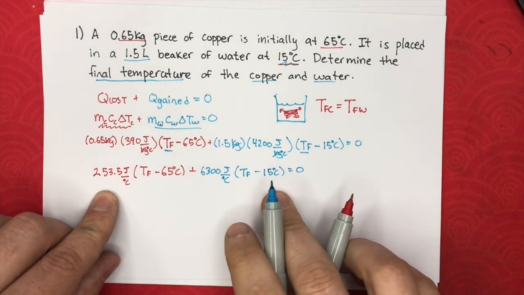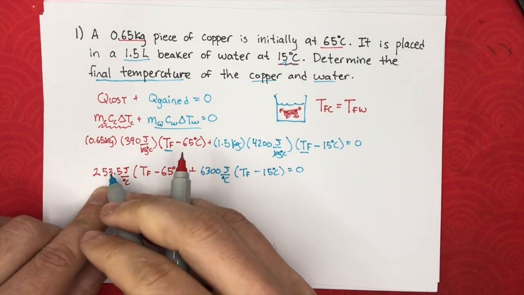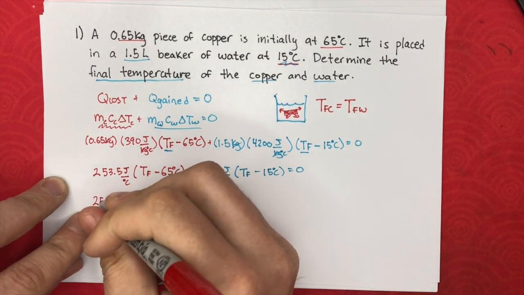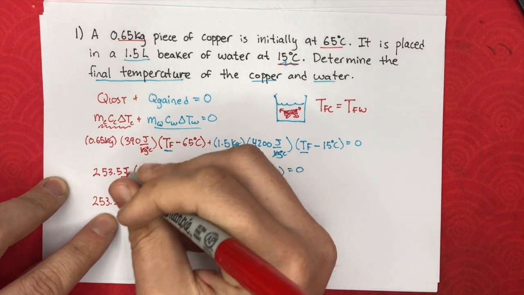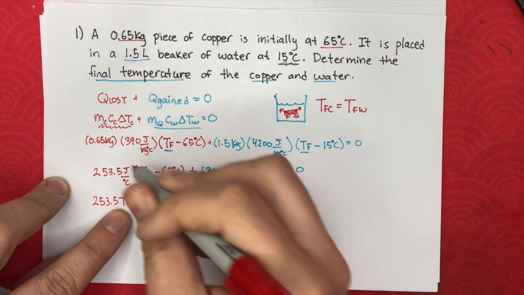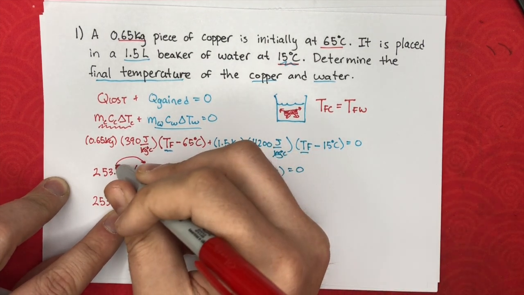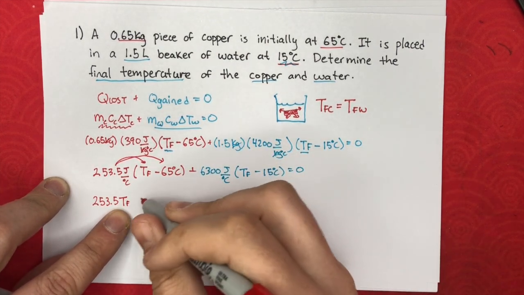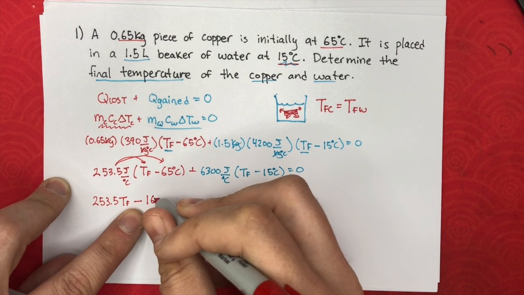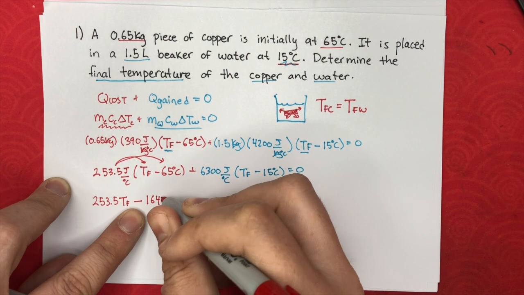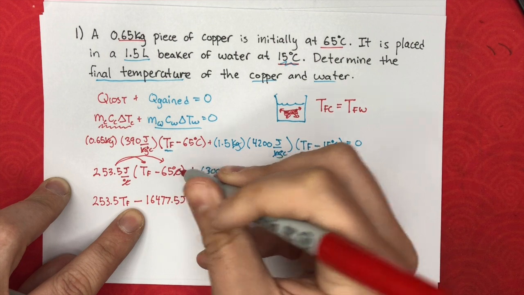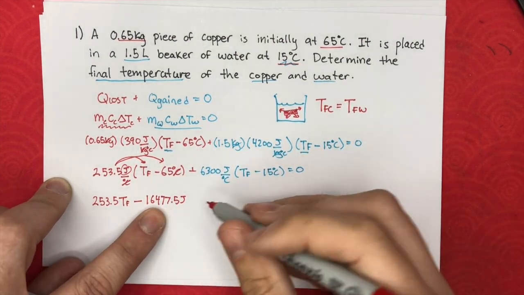The next thing we're going to do is expand this once again by multiplying 253.5 by the final temperature. I'm going to ignore the units here, just for simplicity's sake, times temperature final. And then we're going to multiply this by the minus 65 degrees Celsius. If I put this in a calculator, I should get 16,477.5 joules. The degrees Celsius are going to cancel out, leaving our final unit as joules here.